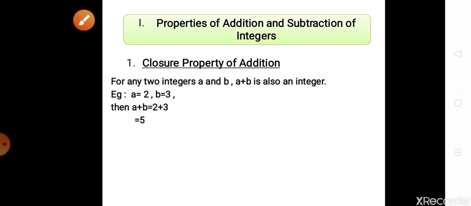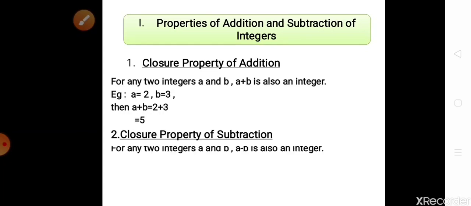Now, coming to the second property, the closure property of subtraction. It will go the same way. For any two integers a and b, a minus b is also an integer. Again, we are going to take an example. Let's say a equals 4 and b equals 5. So a minus b is equal to 4 minus 5, which is equal to minus 1.